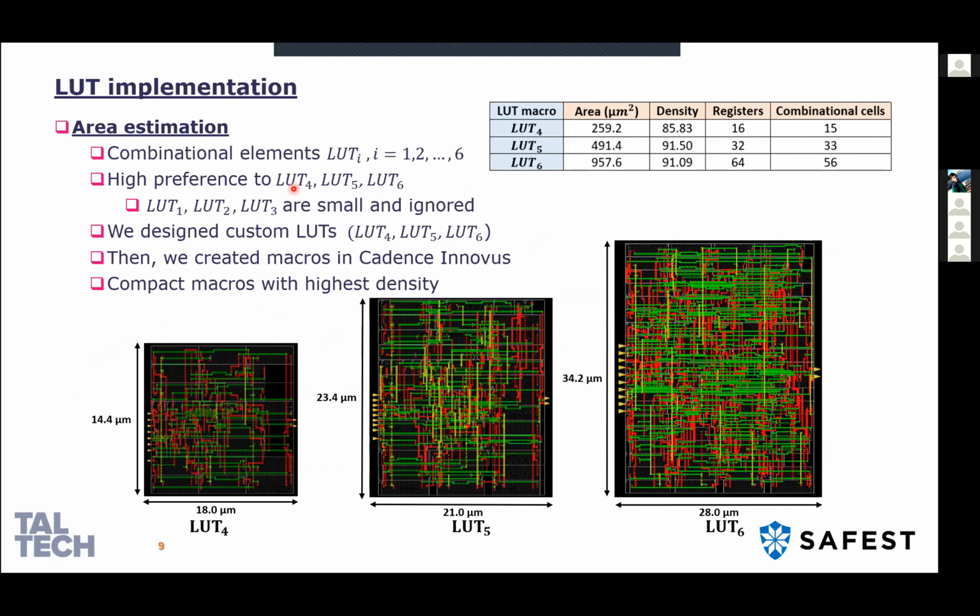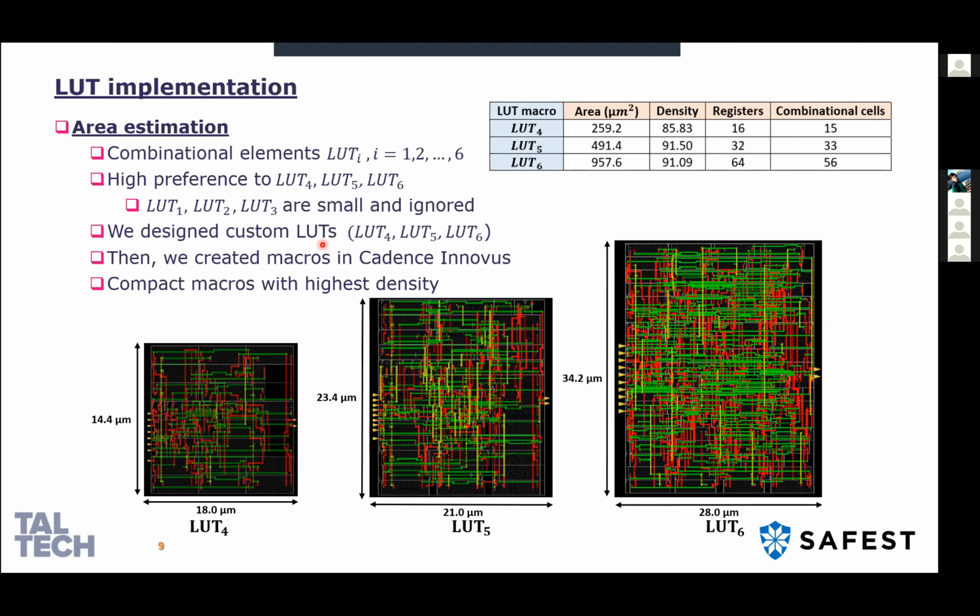To achieve our obfuscation, we have exploited the combinational elements, and we have six types of lookup tables, from LUT 1 to LUT 6. We have given high priority in the obfuscation engine to obfuscate LUT 4, 5, and 6. LUT 1, 2, and 3 are small, so they are ignored by obfuscation, and they will be treated in the place and route phase.